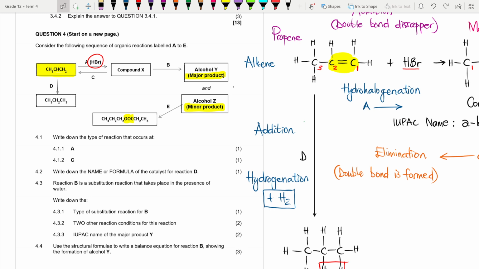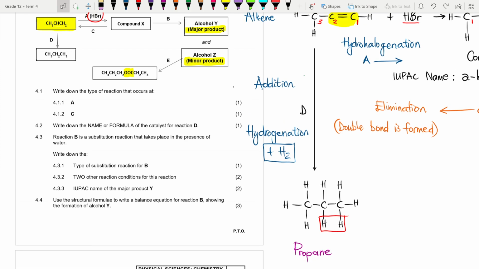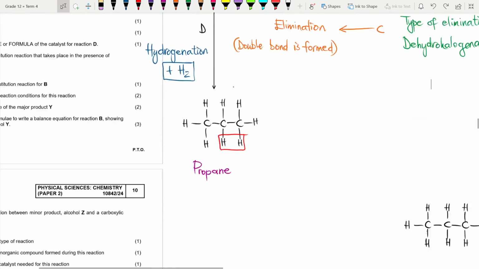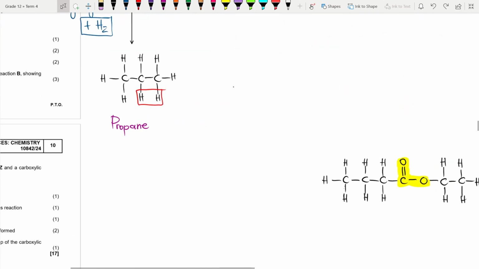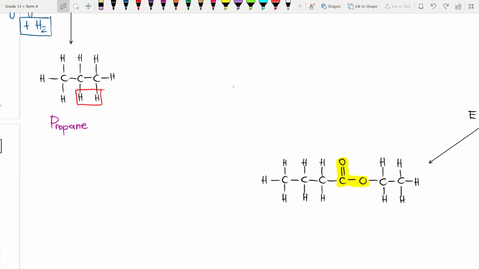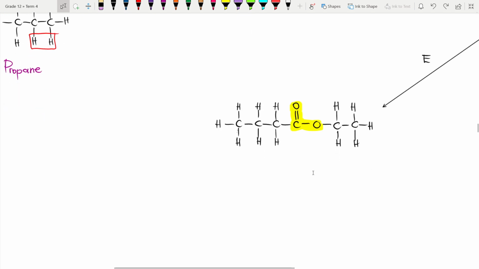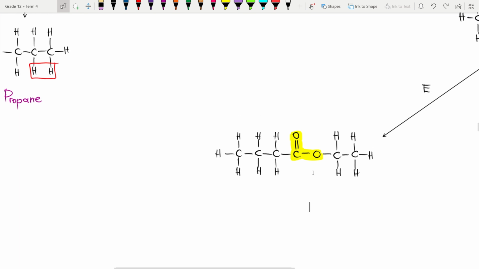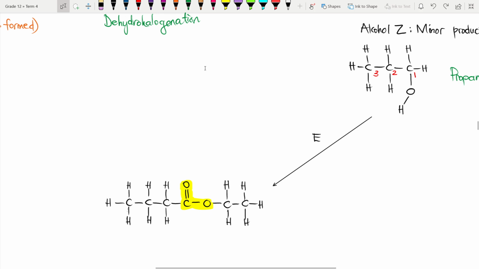Wait, CH3, 1 2 3, and then there's 1 2 3. Yeah, I actually think I missed something. No, I didn't miss anything, except I made a very bad mistake here. I can see this because of the alcohol that I start with.